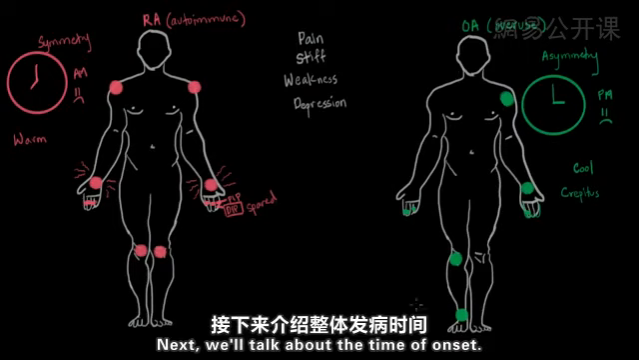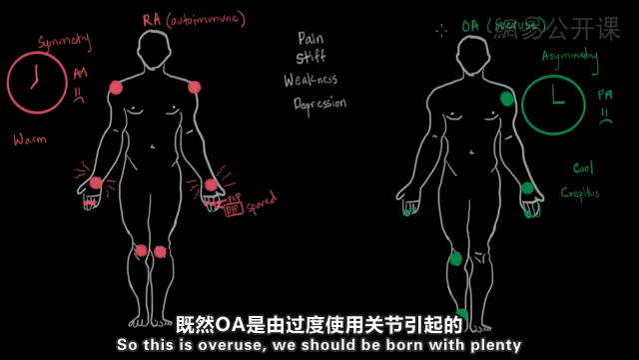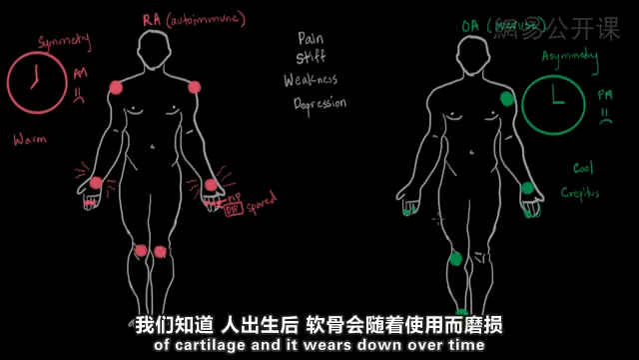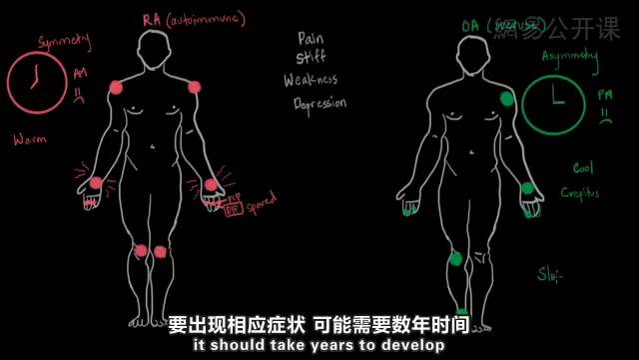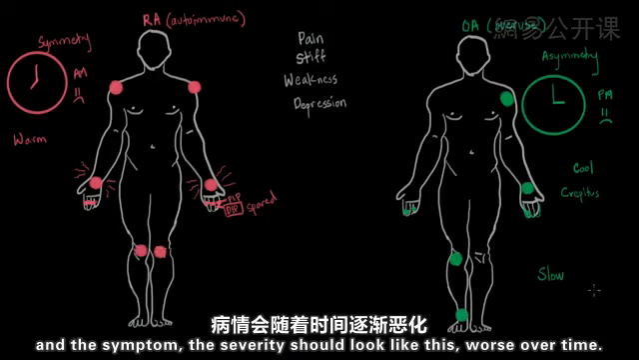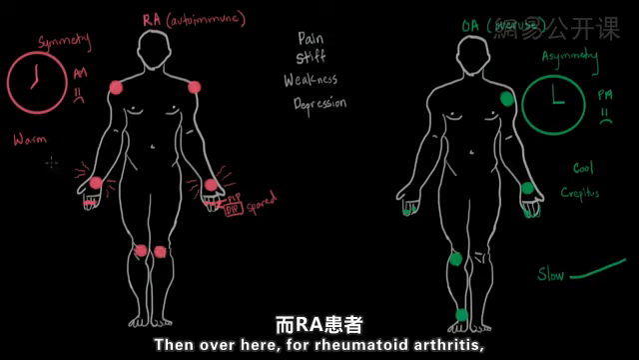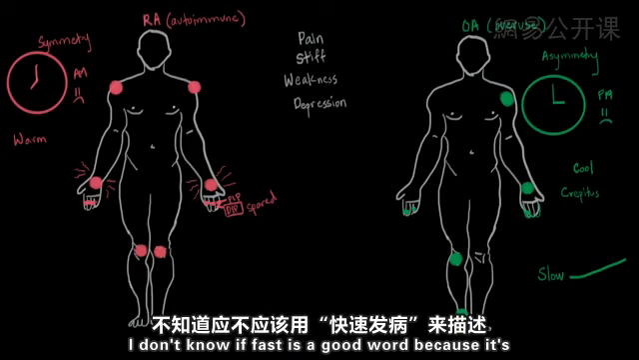Next, we'll talk about the time of onset. So this is overuse. We should be born with plenty of cartilage, and it wears down over time. So the onset of osteoarthritis should be slow. It should take years to develop. And the symptom severity should look like this. Worse over time.